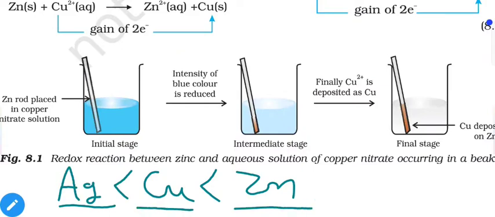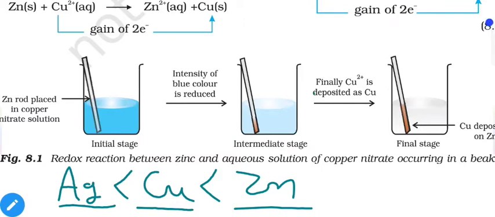So it simply represents that more reactive metals will try to convert themselves into ions, and less reactive metals will try to convert into atoms. So higher reactive metals will convert into ions and lower reactive metals will convert into atoms or metals.